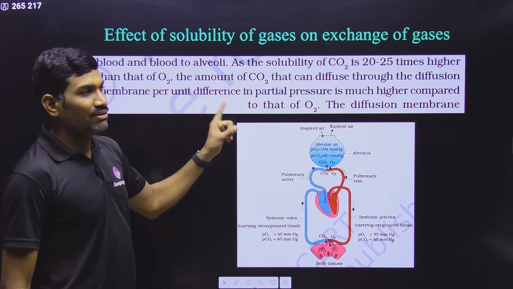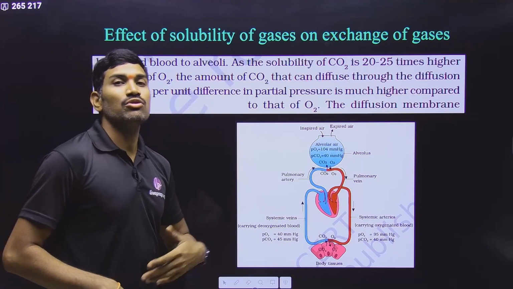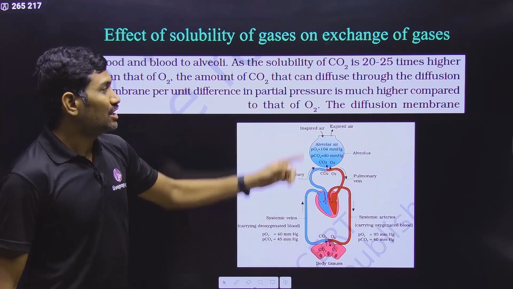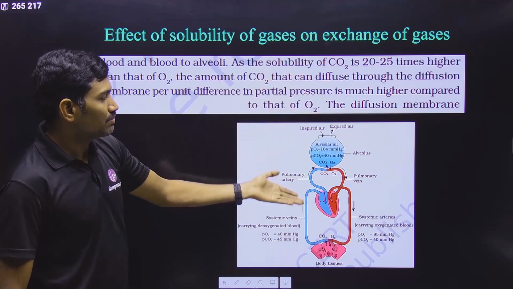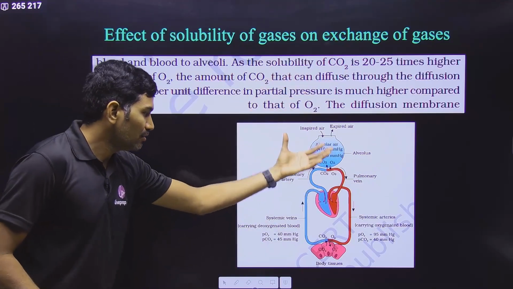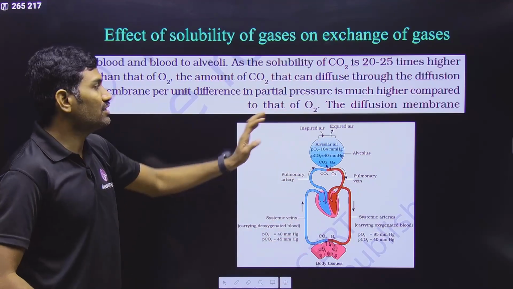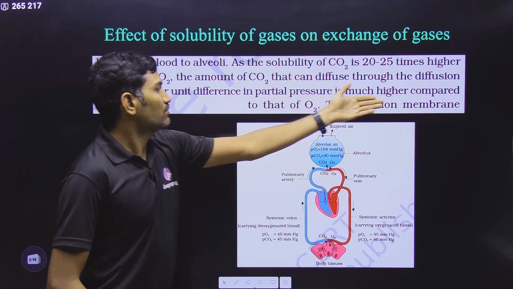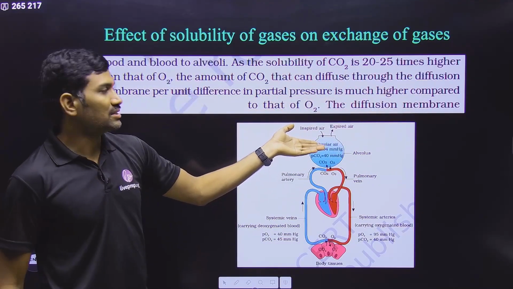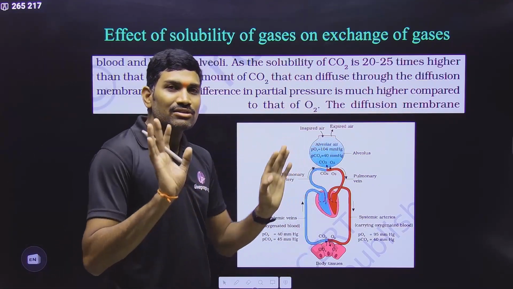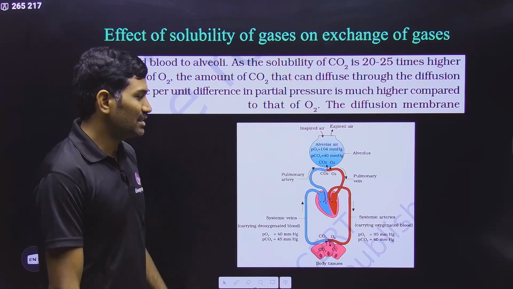So per unit difference in the partial pressure, CO2 will diffuse much quicker, even though its partial pressure is very low in the normal original conditions, because of its higher solubility. So it is much higher when compared with that of oxygen. This is what they are saying. So in this way, solubility is another factor that is very important.